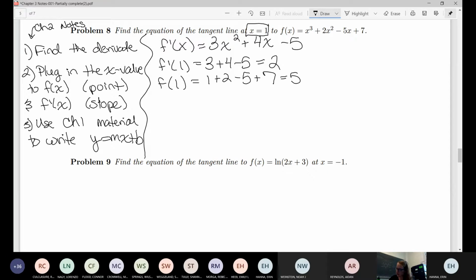So essentially what we've done is we've given ourselves the slope of the tangent line and a point that we can use to find the b value of the tangent line.